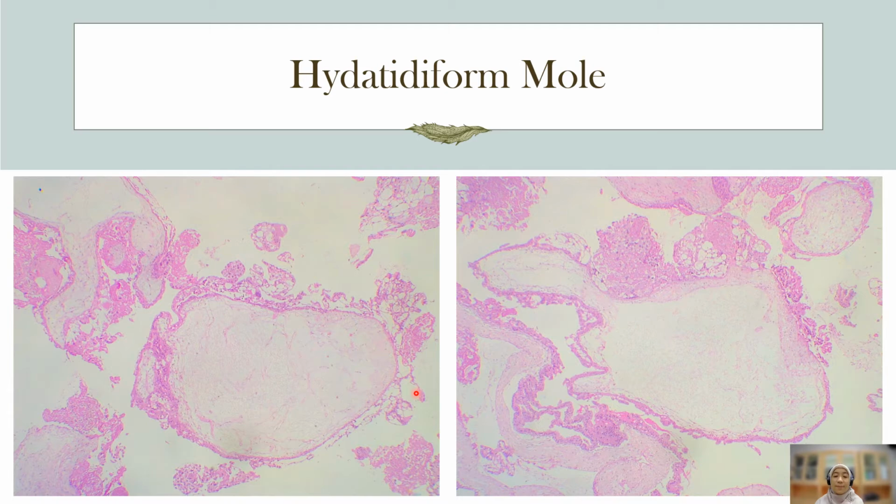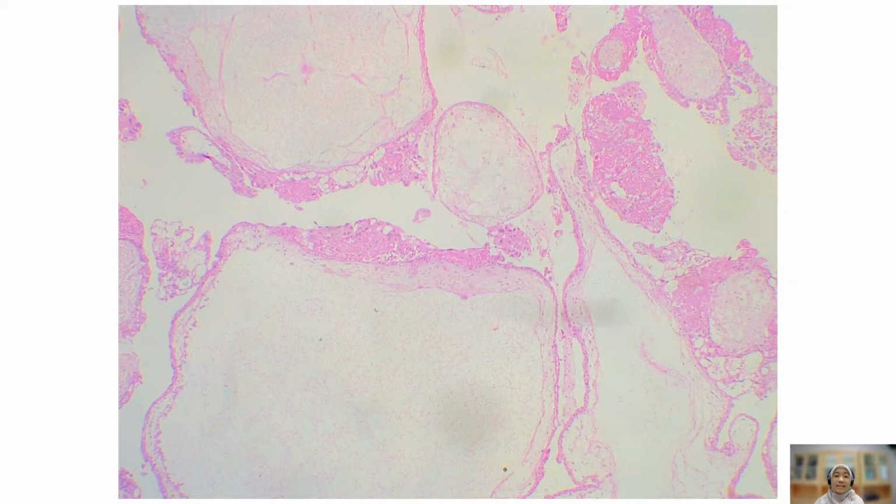surrounding the villi. In this picture, we can see the hydropic changes of villi forming a cistern. Cistern formation is caused by severe hydropic change that pushes the stromal connective tissue to the edge. This is another picture of hydropic villi with cistern. Here are the cisterns.